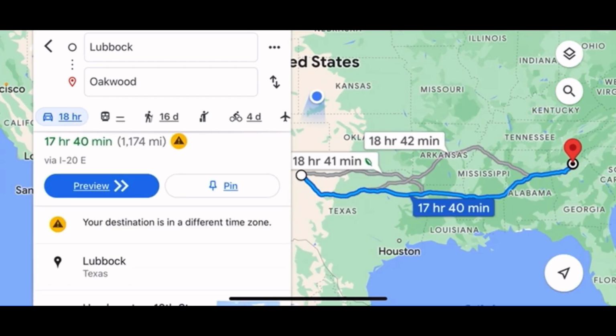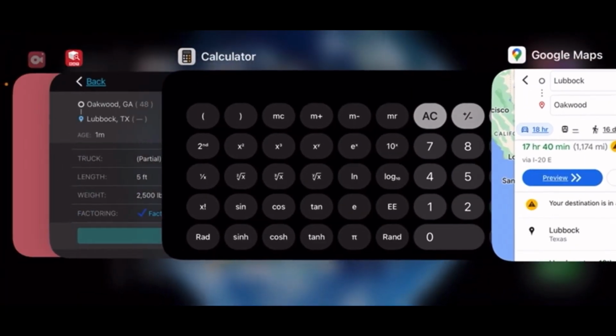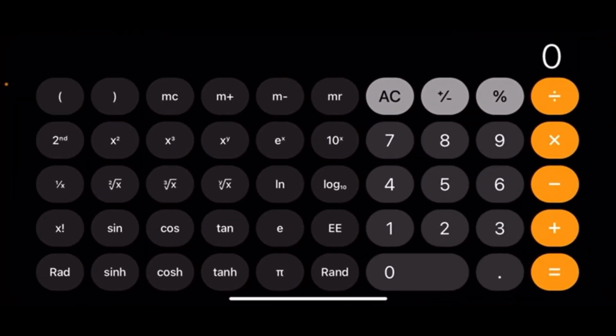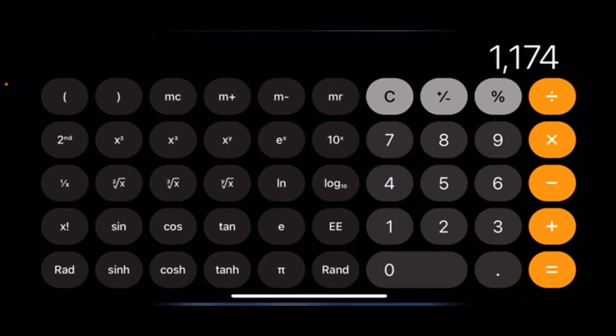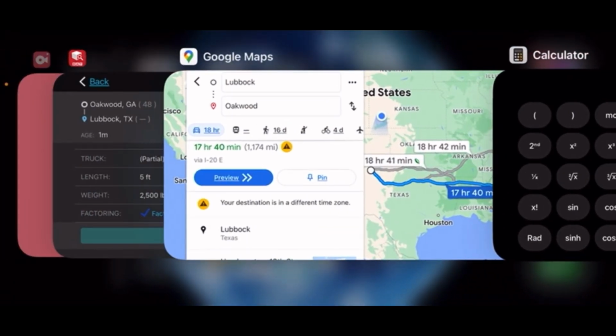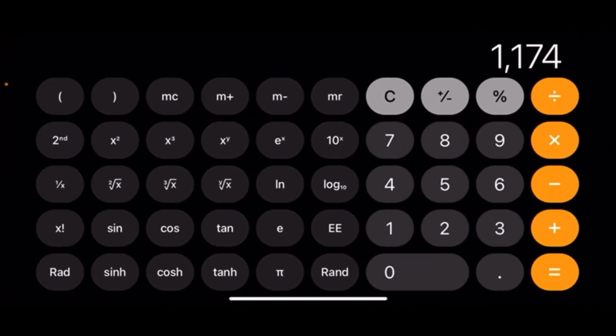All right, so here's where we really find out how much we're gonna make off this load. It's 1174 miles, and this is based off my truck. 1174. Let's make sure I said that right. 1174. Okay.